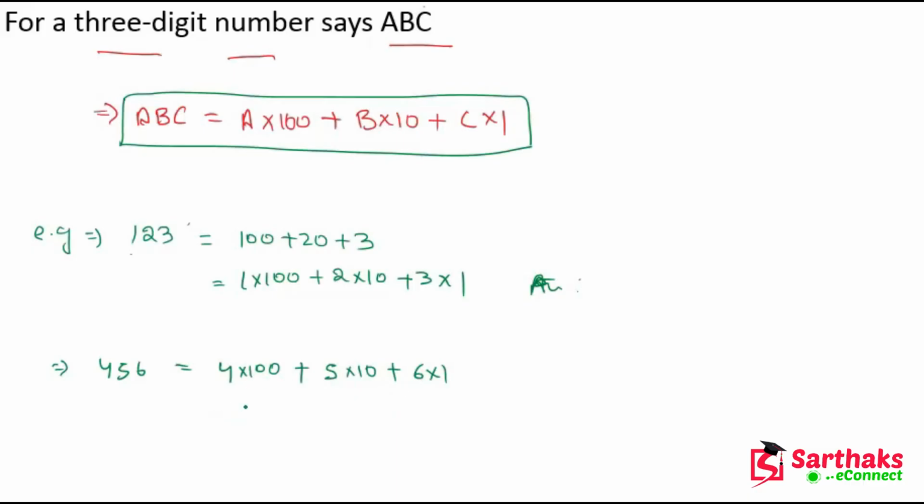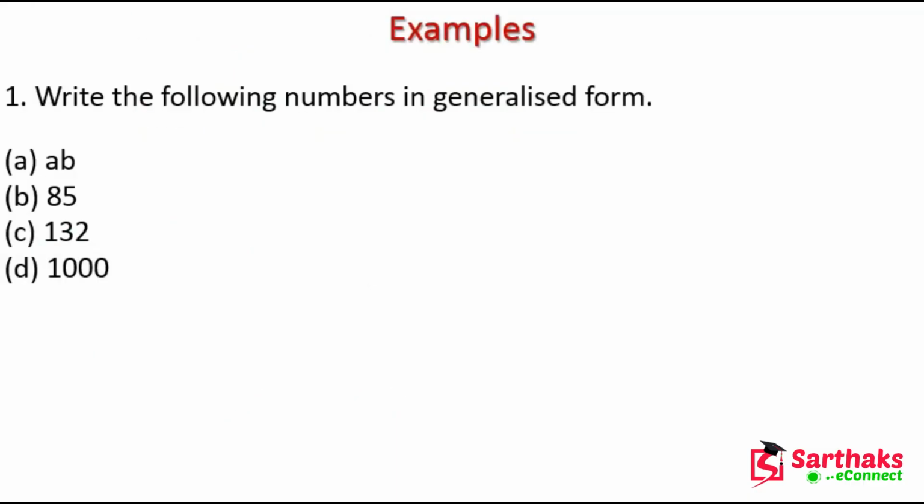Okay, I hope you understand these things, my dear friends. Yes, now let's solve some problems. So here it is: write the following numbers in generalized form. Okay, so the first part is AB. This is very easy. This is a 2-digit number, so AB is A into 10 plus B into 1. So we can write it as 10A plus B.